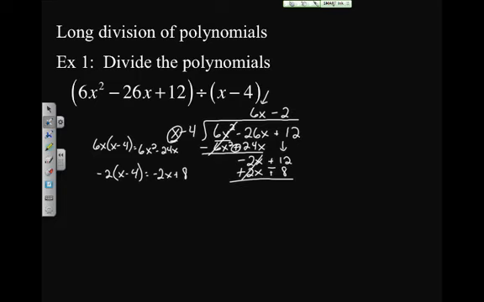So notice again, the two x's are opposite signs. They will cancel out. 12 plus a negative 8 gives you 4. So again, you can write that in two ways. You can write it with a remainder 4, or you could write it as 4 over the value you're dividing by, which is x minus 4.